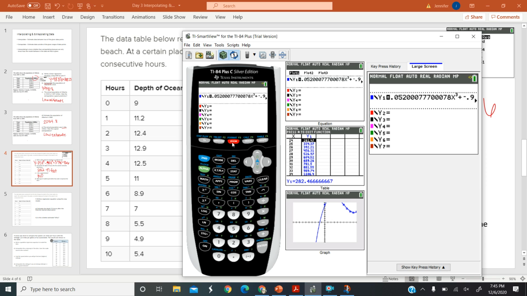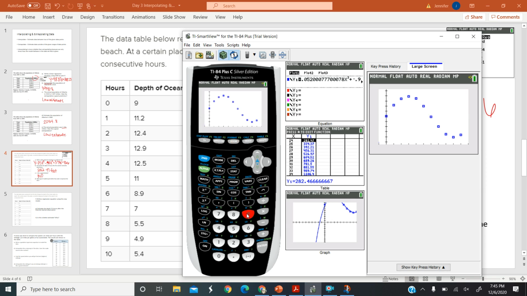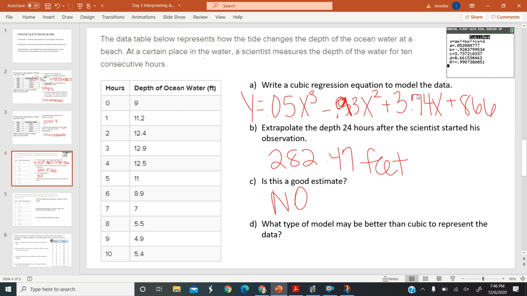And I'm going to hit zoom 9, so that's zoom stat, and it's going to show me what my equation looks like. So for this part, cubic is really good. But if you know anything about tides, you know it's going to go up, and then it's going to come down, and then it's going to go back up and back down, and so on. So that shape resembles a sine graph more. So for what other options may be better, we're going to say a trig graph.